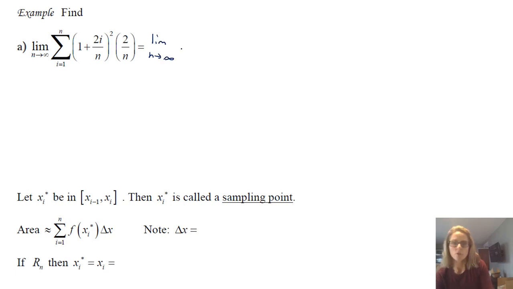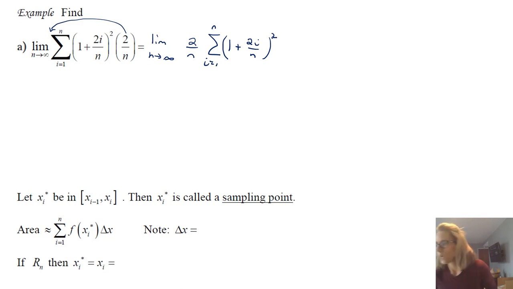So just like we did before, we can pull this 2 over n out because it's not dependent on the i. And then I have i equals 1 up to n. And I have 1 plus 2i over n, and this is squared. So what I will actually do, like it or not, is multiply out what I have inside the summation.